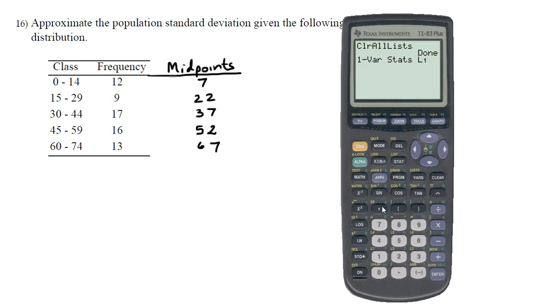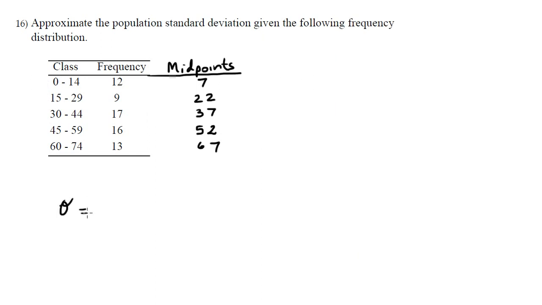Stat, calculate, one-variable statistics. Tell the calculator data's in L1, frequencies are in L2. Sorry about that. Now hit enter. Here's my mean, sum of the x's, sum of the x squareds. There's my sample standard deviation, and there's my population standard deviation, which is what I'm looking for. Population, rounded to 1 decimal place, 20.4. My population standard deviation, 20.4.